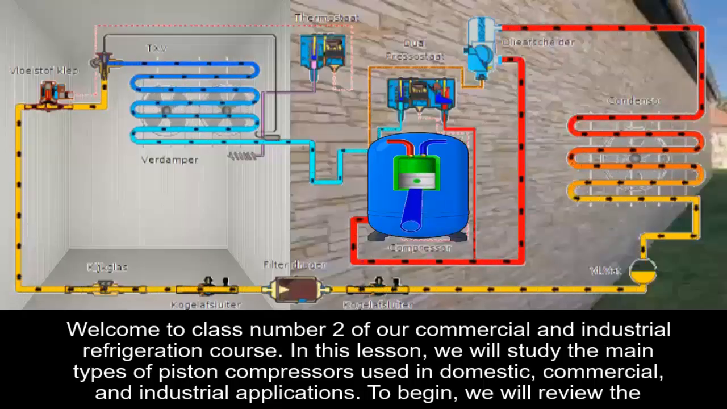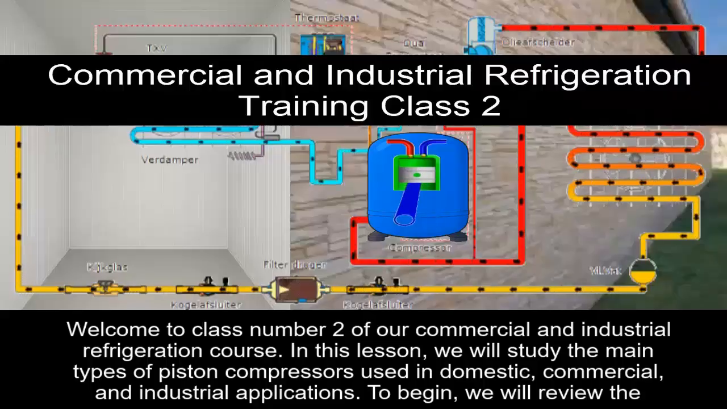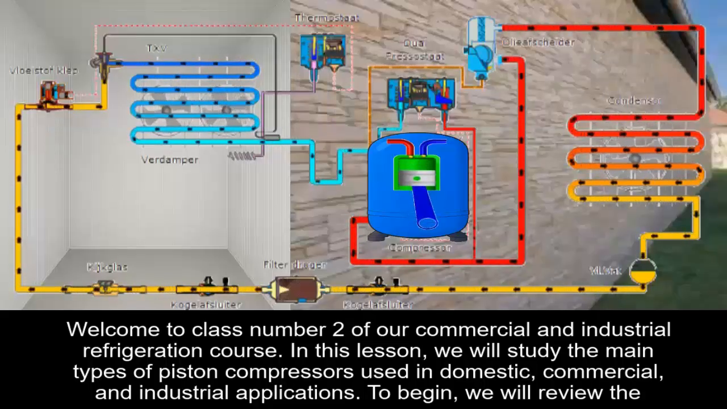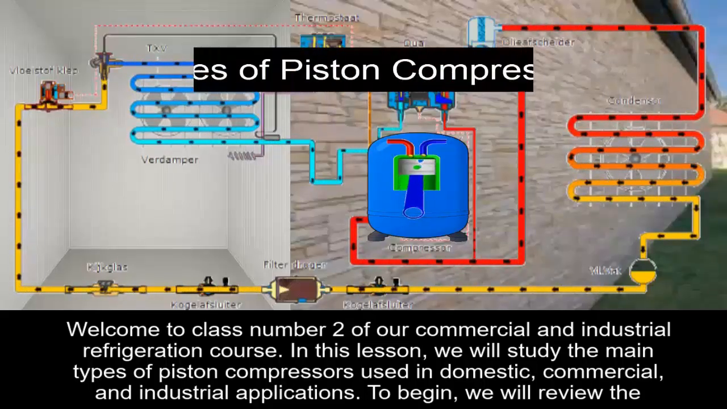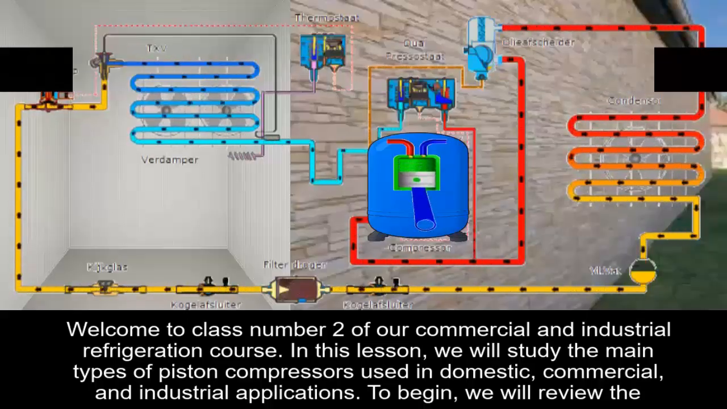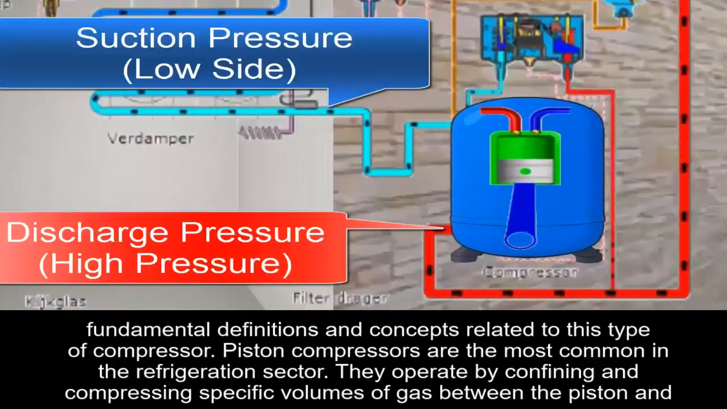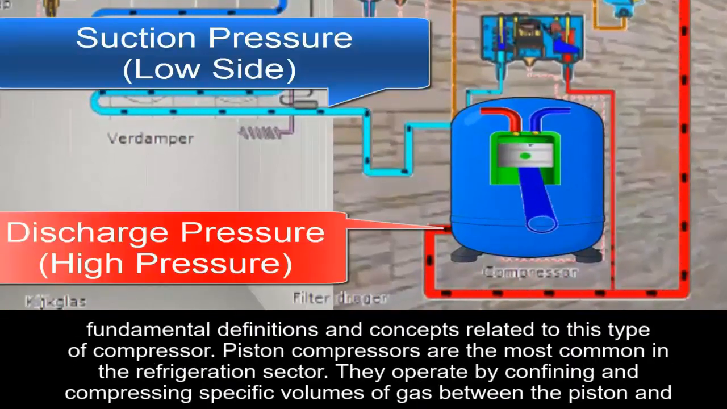Welcome to class number 2 of our Commercial and Industrial Refrigeration course. In this lesson, we will study the main types of piston compressors used in domestic, commercial, and industrial applications. To begin, we will review the fundamental definitions and concepts related to this type of compressor.